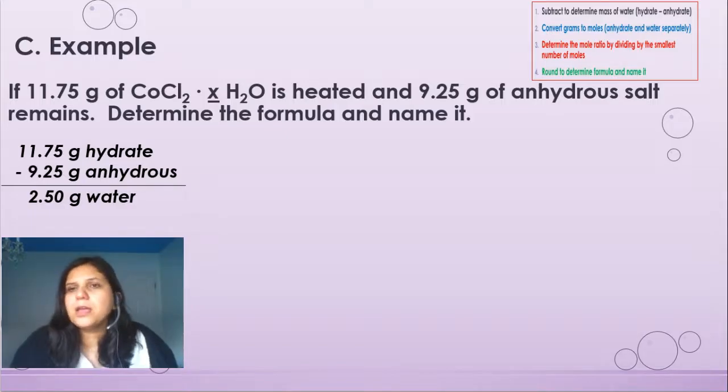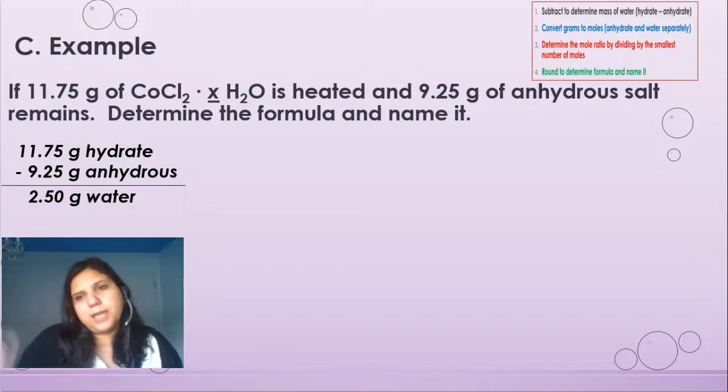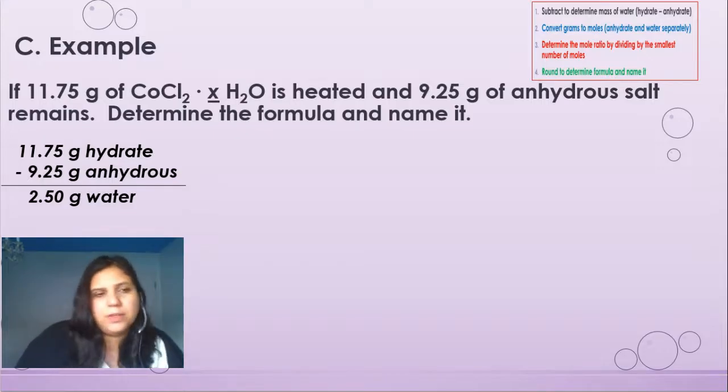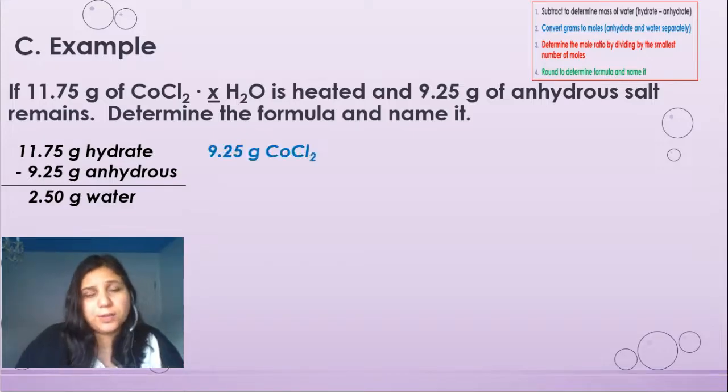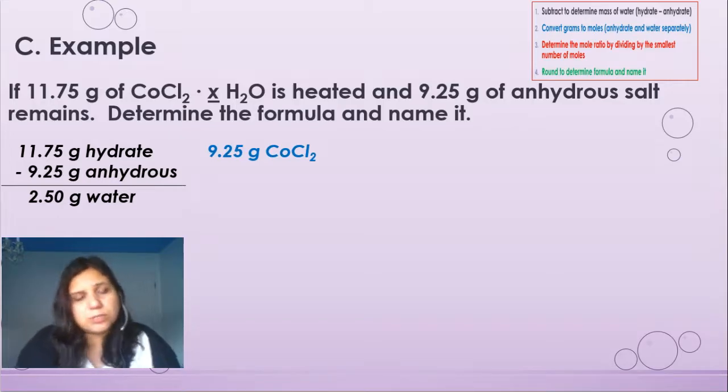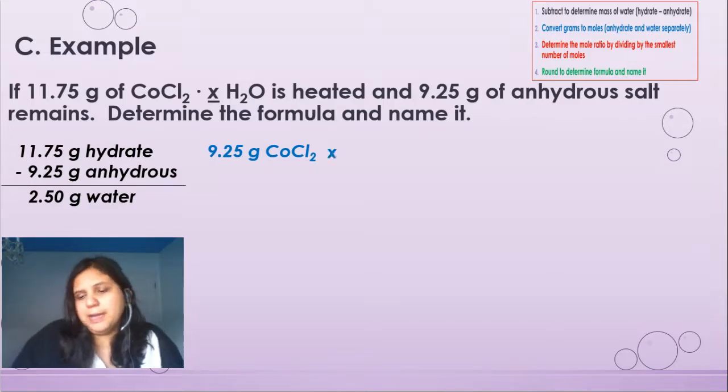All right. Next, we'll convert our grams to moles, and since that step's in blue, I'm going to do it in blue. It says we'll do this separately, the anhydrate and the water. We're not going to do the hydrate because that's those two together, so we don't really need that information. So we'll take the cobalt chloride, which is 9.25 grams, and to change it into moles, we need to figure out its molar mass. Okay, and we're multiplying by that.